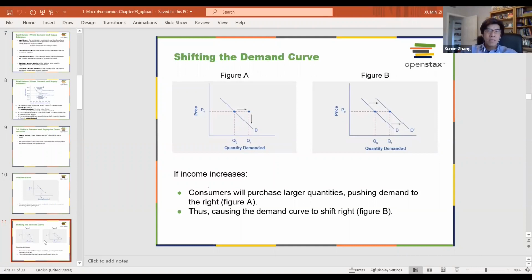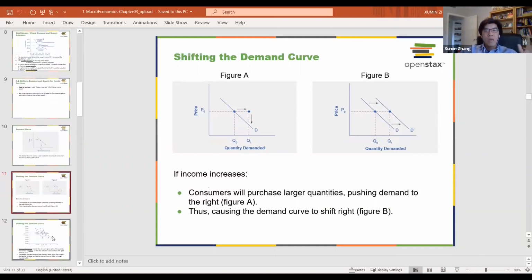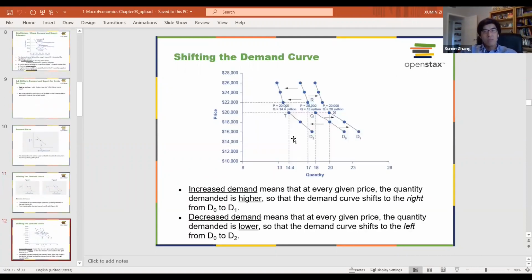For example, one of the shifting demand factors, a very good example, is income. For example, you win a lottery. If this is the real estate market, and you win a lottery, very likely your demand curve shifts to the right. Why? Because you have more money, and then you can buy maybe not one, you buy 2, 3 new houses. So this shifts to the right.